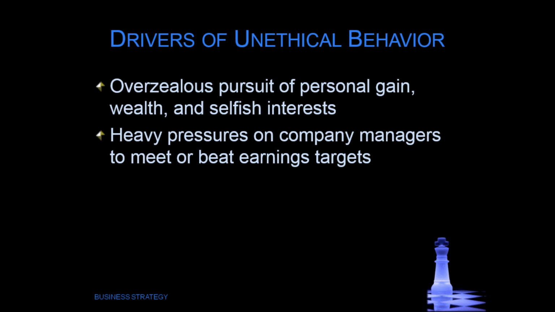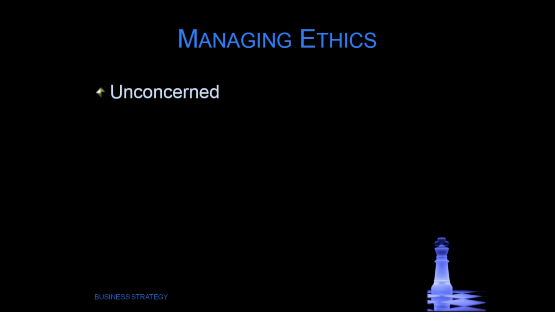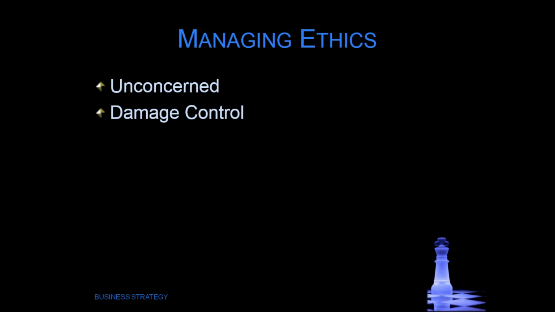It could be that the CEO is just not a real ethical person. So, how do we manage ethics? Well, there's the unconcerned manager. He just doesn't pay any attention whatsoever. He just does what he wants to do. There's the damage control. We saw this with BP. We see it all the time. We saw it with the Exxon Valdez a while back. Basically, we're not going to pay too much attention to it until something happens, and then we'll go in and try to fix it and do damage control.